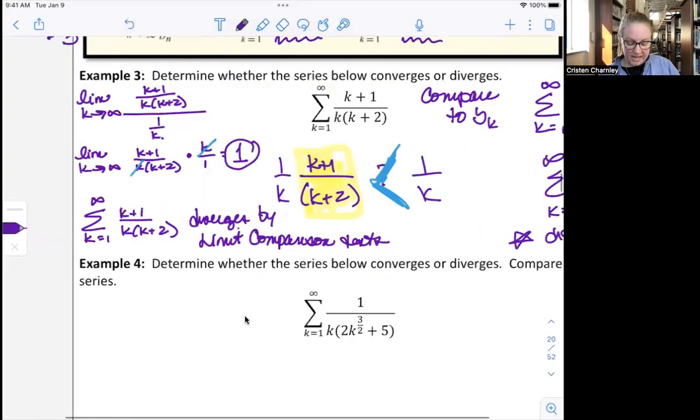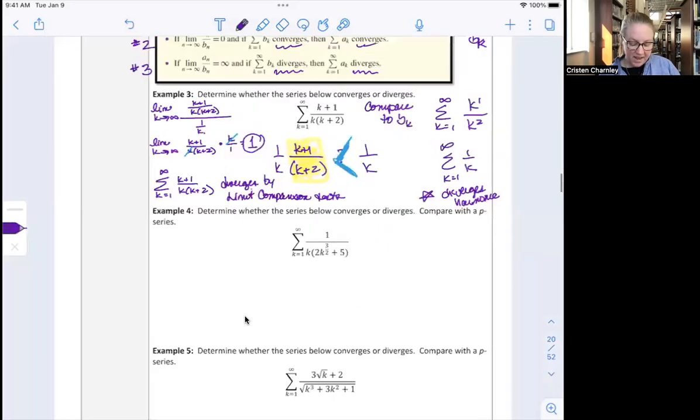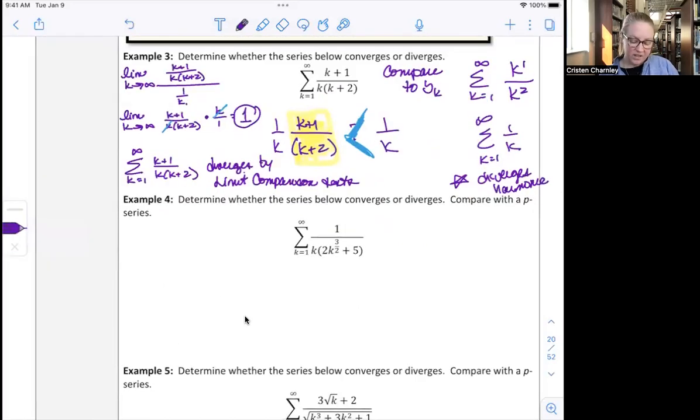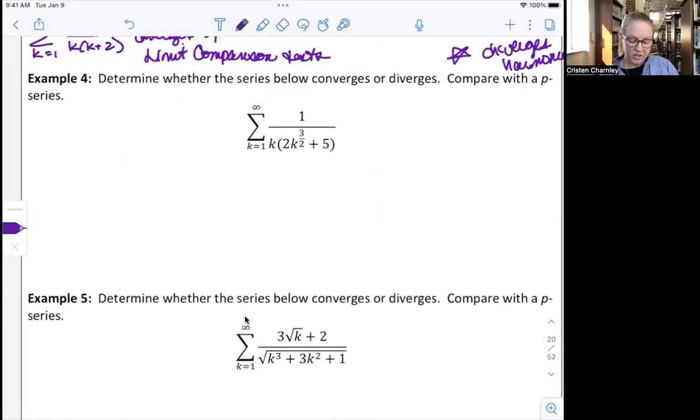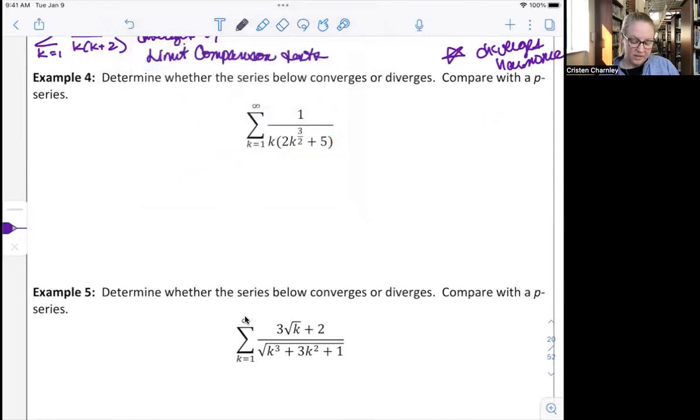Example 4, same idea. Determine whether the series below converges or diverges. Compare with a P series. So now they're telling us exactly what to compare to. Before you jump into this problem, I have a typo. This K should not exist. I apologize to my 8A class. I made a big mess of that with that K there, so that should not exist.